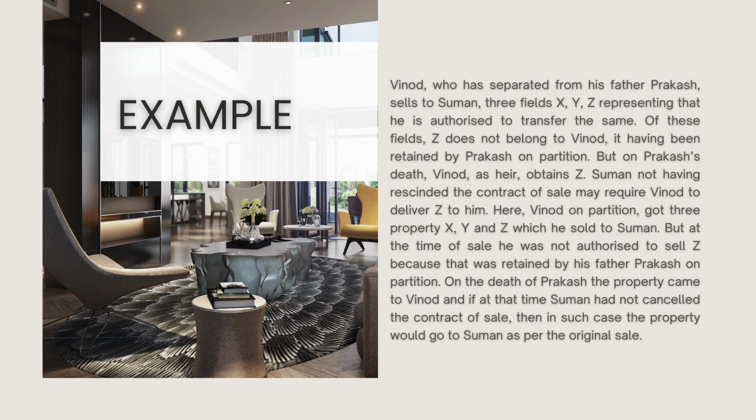Here, Vinod, on partition, got three properties X, Y, Z, which he sold to Suman. But at the time of sale, he was not authorized to sell Z because that was retained by his father Prakash on partition. On the death of Prakash, the property came to Vinod. And as I said earlier, if at that time Suman had not cancelled the contract of sale, then in such cases the property would go to Suman as per the original sale.